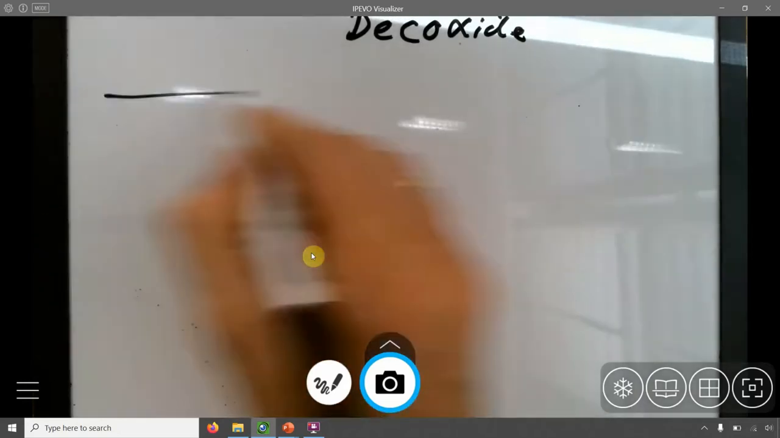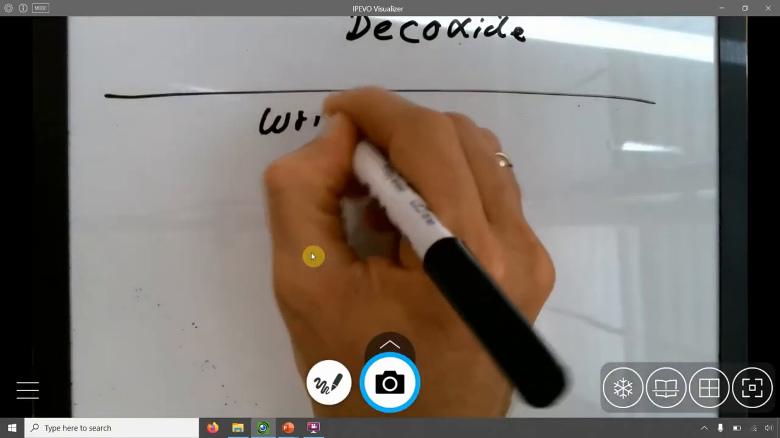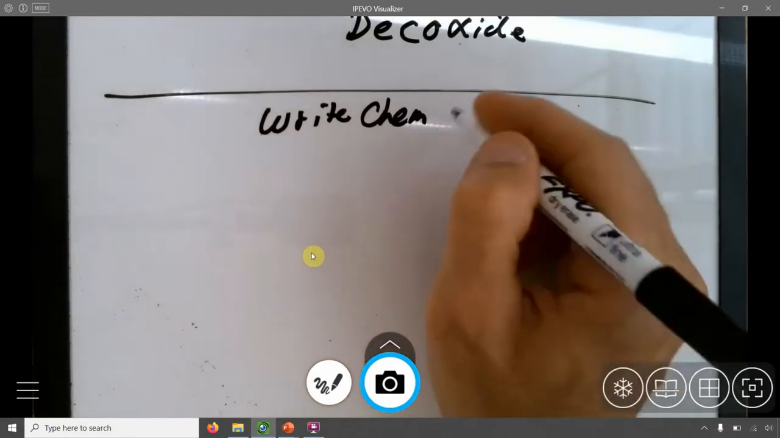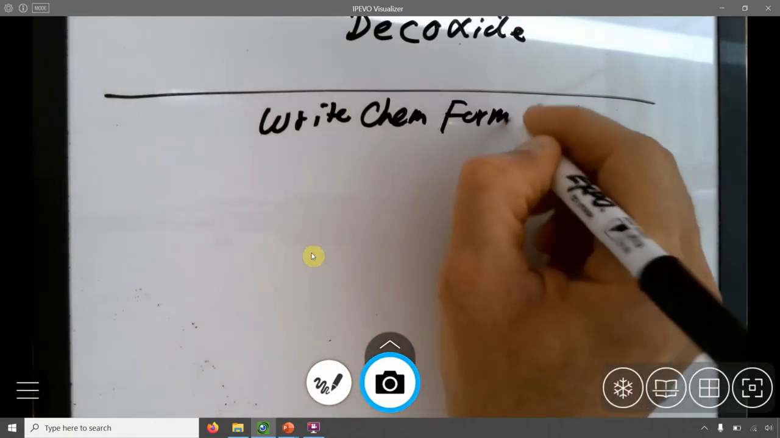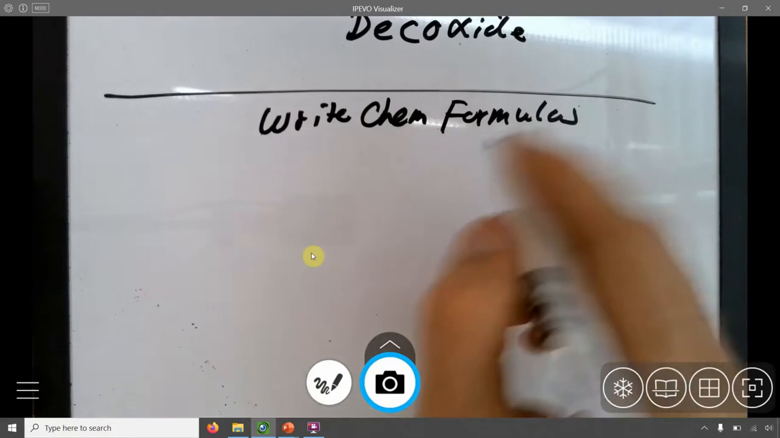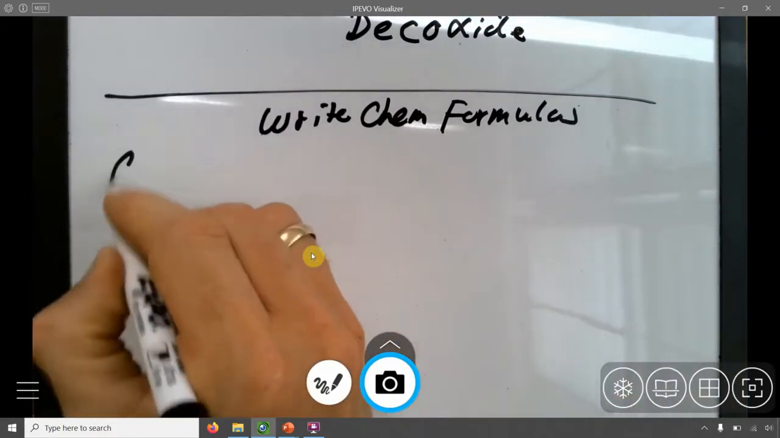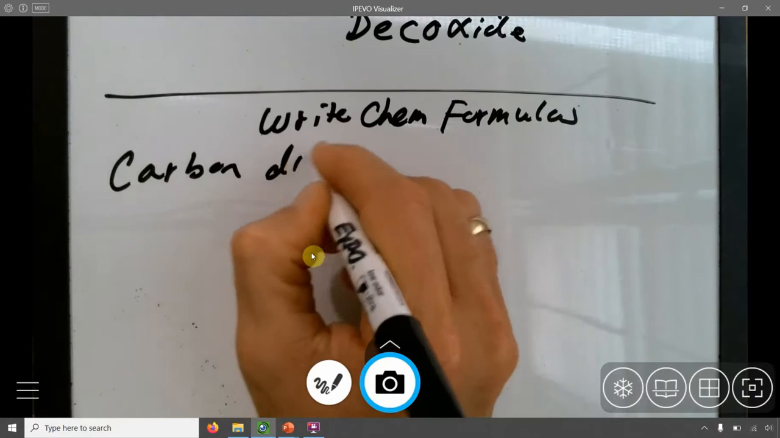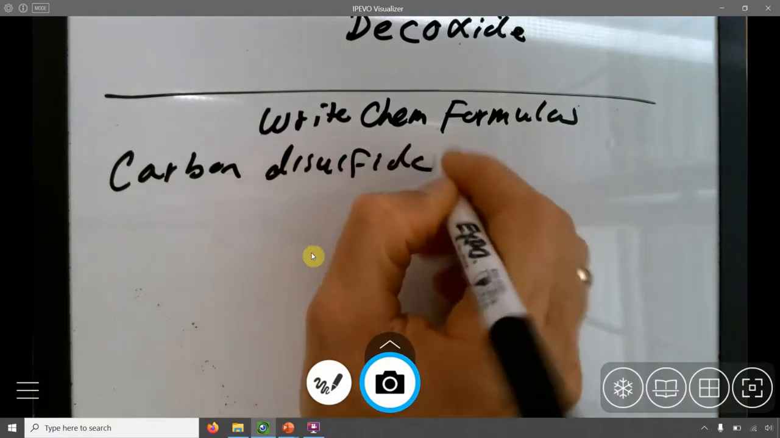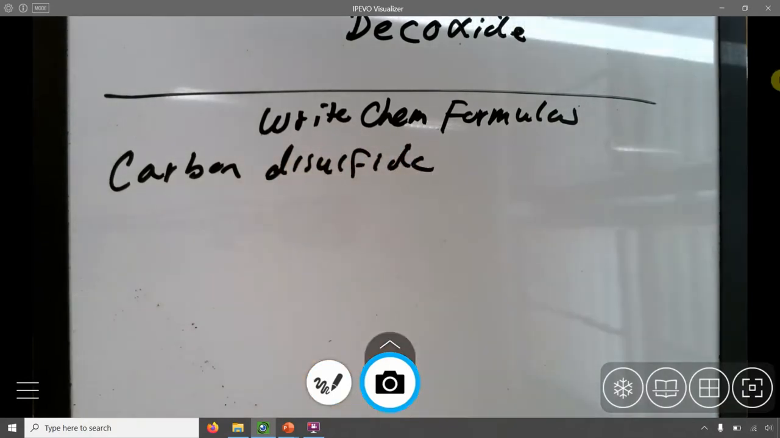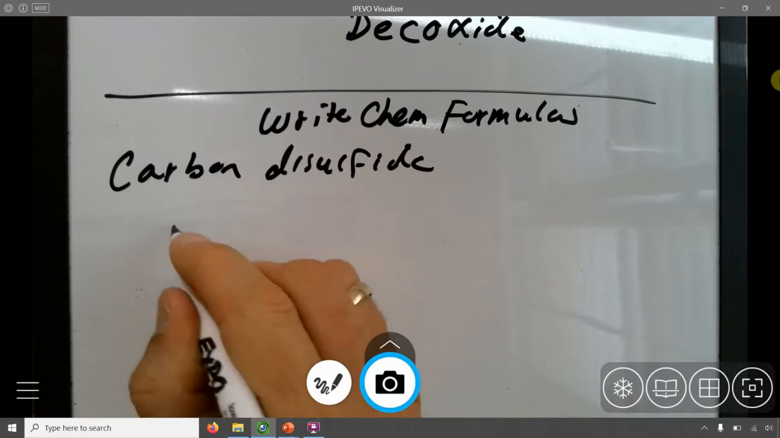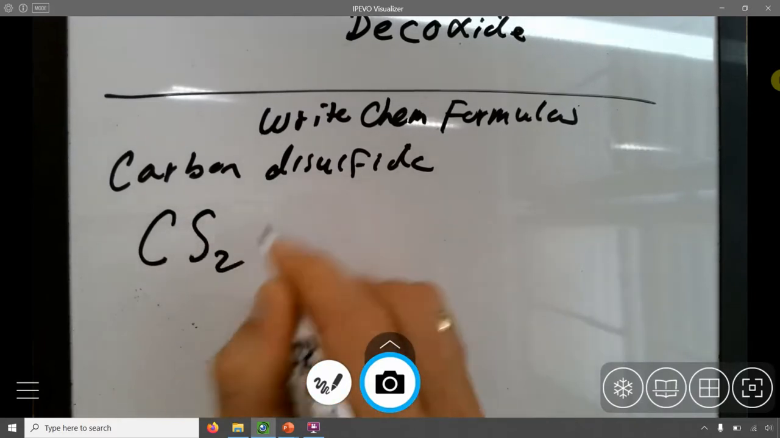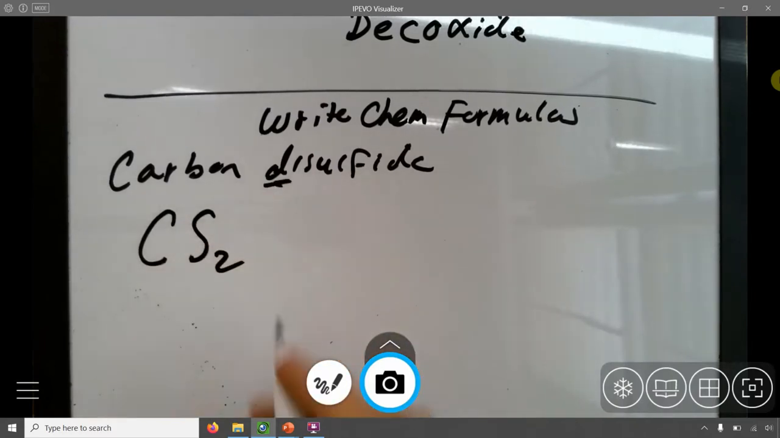So I want you now to write, this may involve ionic. I didn't vet this fully well, even though I made this up. I just did this a few hours ago, so I don't remember. So write the chemical formulas for the following things. So if I give you carbon disulfide, what would this be? So I showed it to you in the slides, but in case you forgot. This is C, this is S, there's 2 of them from the di, CS2, okay?